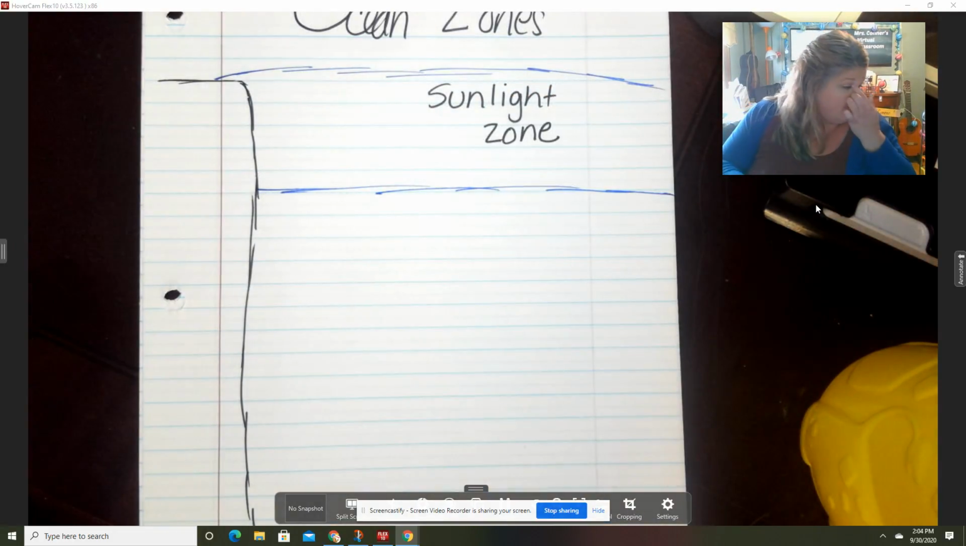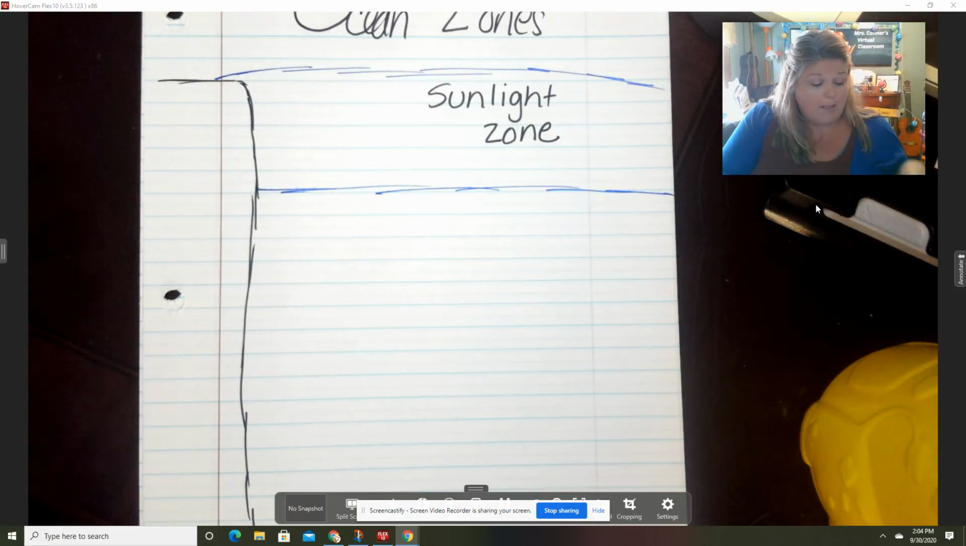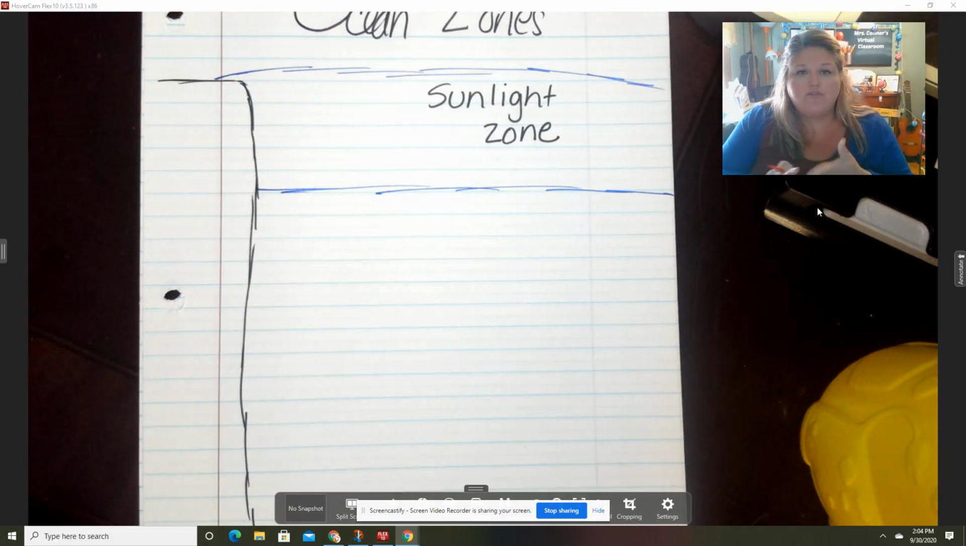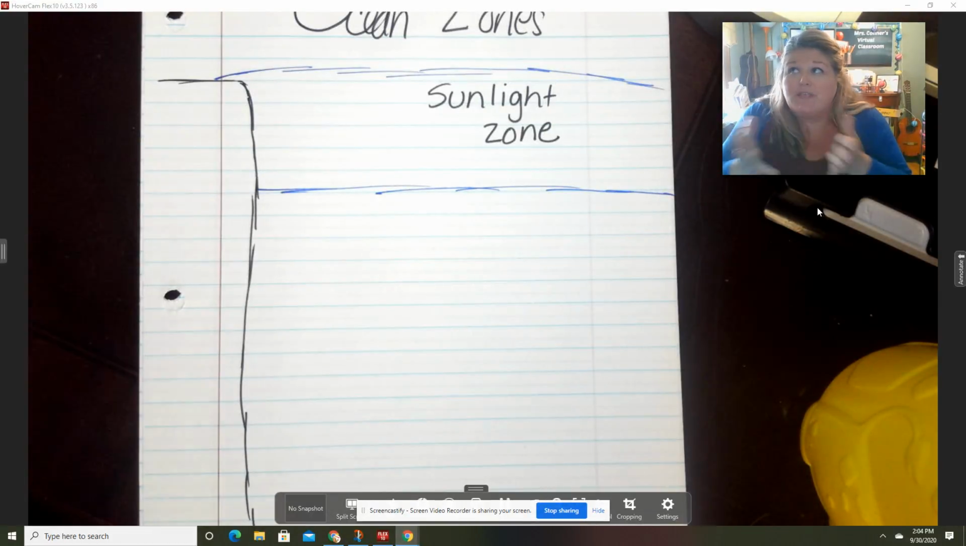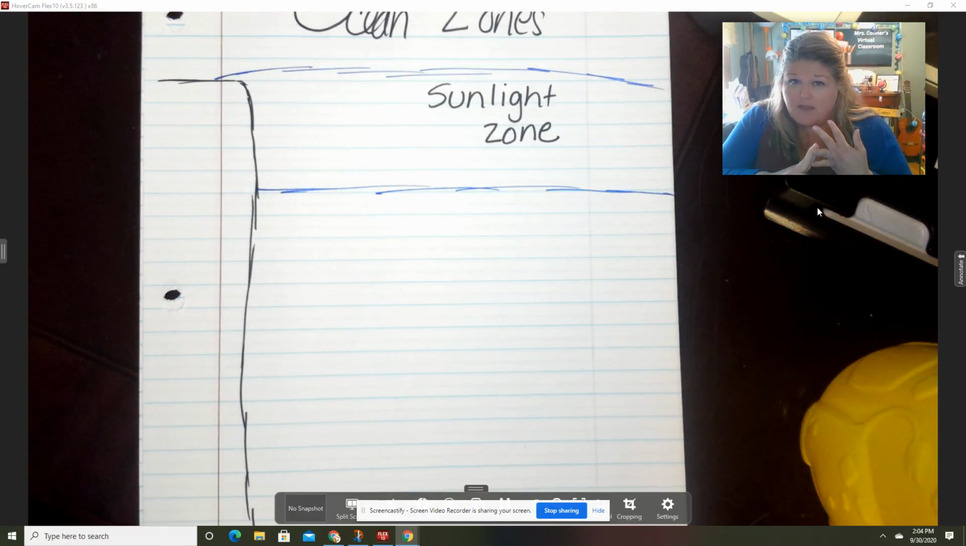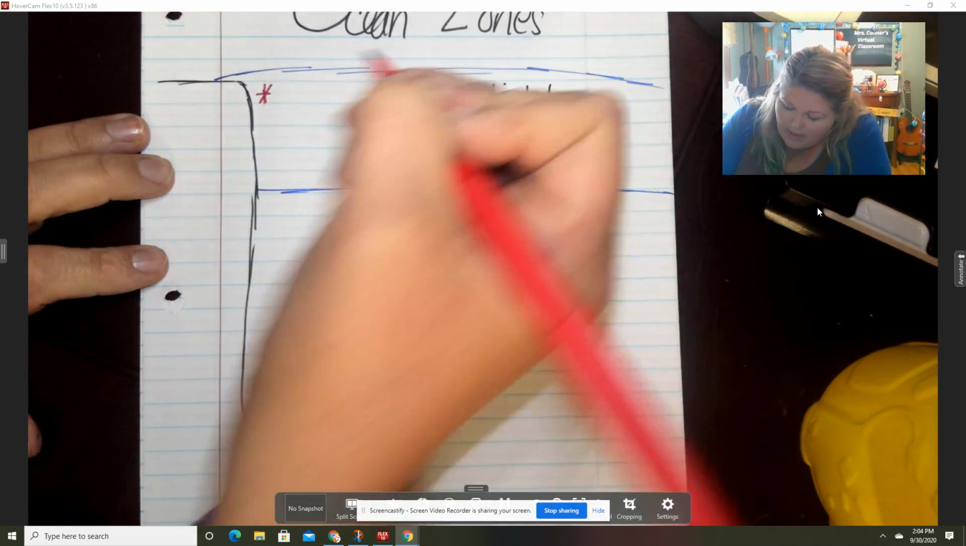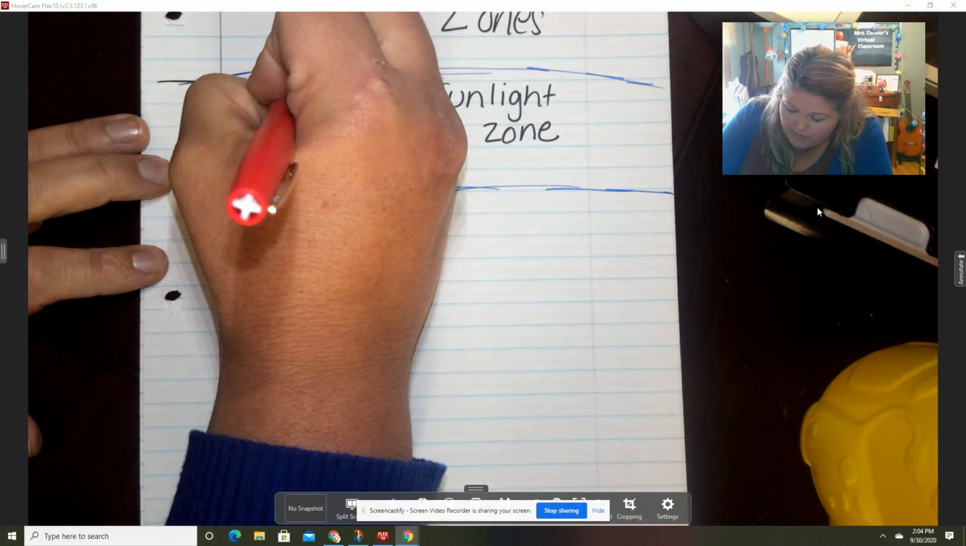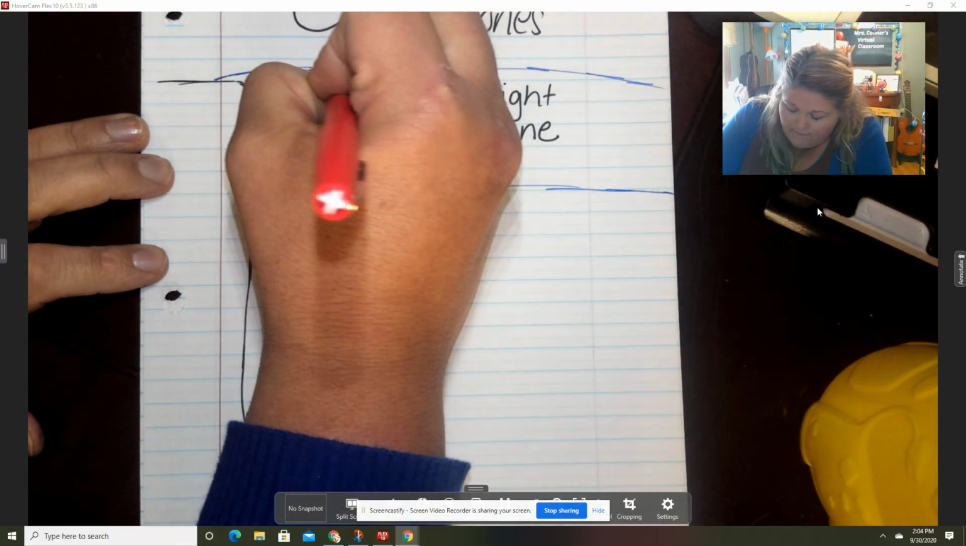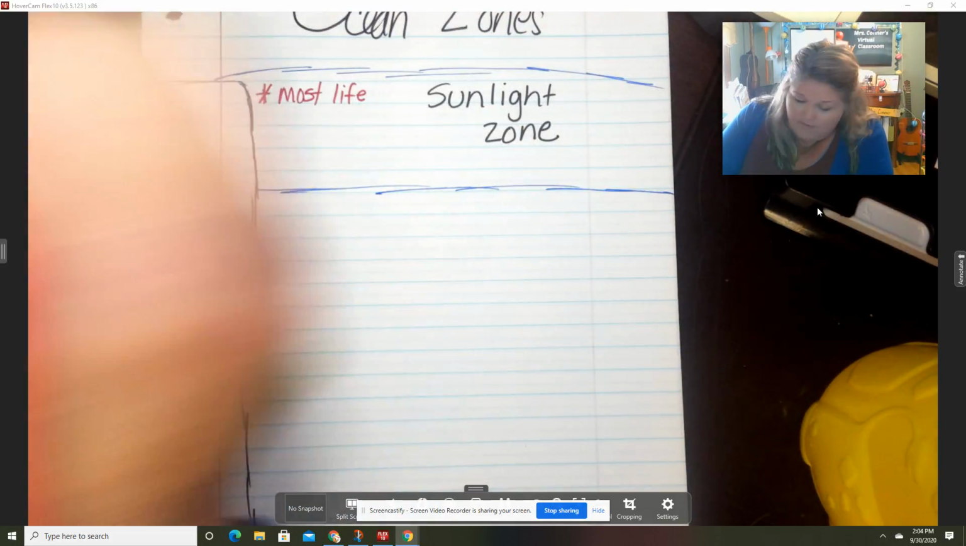Okay, so it's the sunlight zone. This is where most of the animals live. This is where fish live, sharks live, and we call it the sunlight zone because you can see the sun goes through the water. So all the plant life lives here. Most of the animals live here. Okay, so I'm going to put a little star and say that most life lives here.